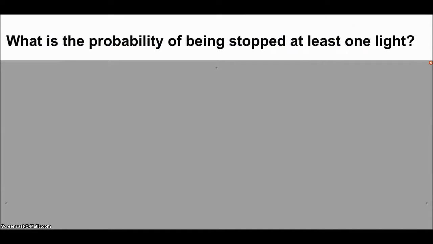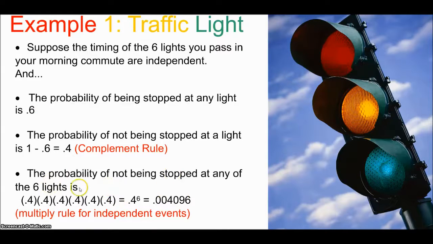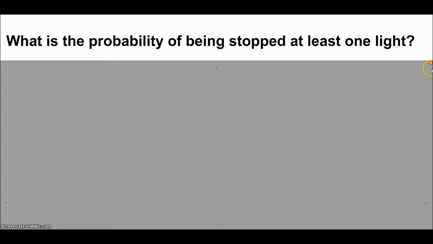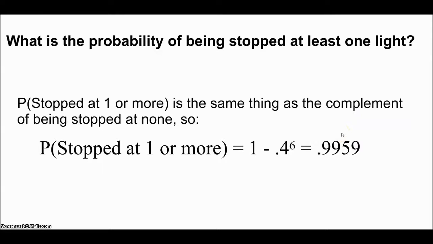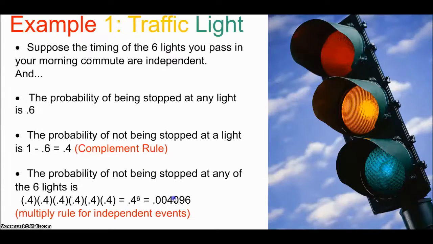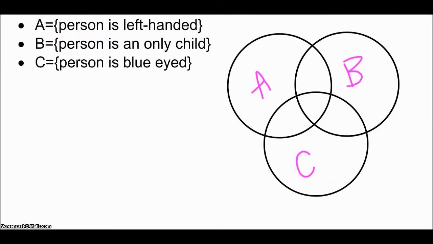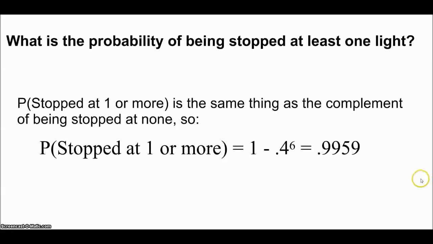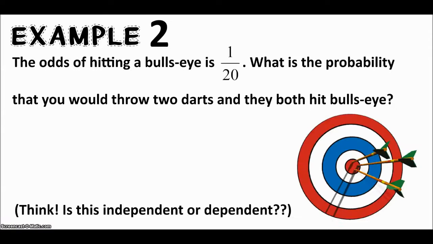So what is the probability of being stopped at least one light? Basically, in our previous problem, we had said, what if we don't get stopped at any lights? We found this probability. The complement of that is being stopped at one or more lights, so at least one light. So you would do 1 minus that 0.004096 to get your probability. So 0.9959. So you have a 99.59% chance of being stopped at least one red light on your way to school. And that makes sense.